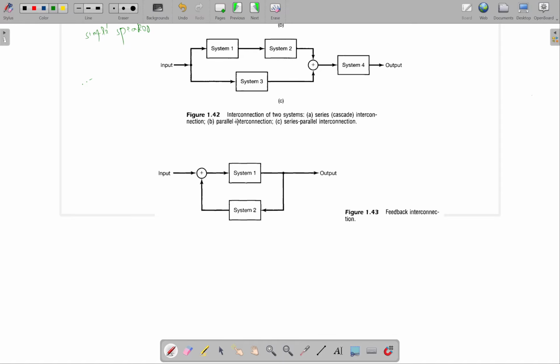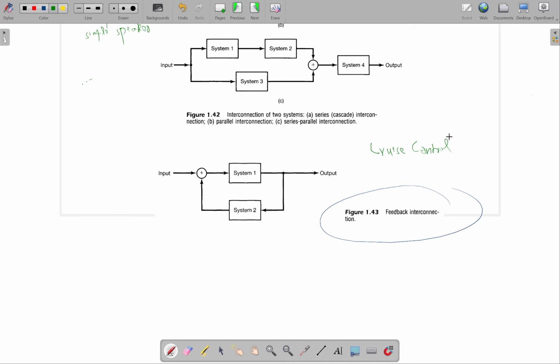Finally, the last interconnection of the system which we want to discuss over here is called the feedback interconnection. Feedback interconnection, where the output of one system is going to be fed back into the input. So what is happening? The output of this system is fed back into another system, and then its output is added into the input of system one. So it's a feedback interconnection system. And one of the very simple examples of the feedback interconnection system is actually a cruise control in a car.